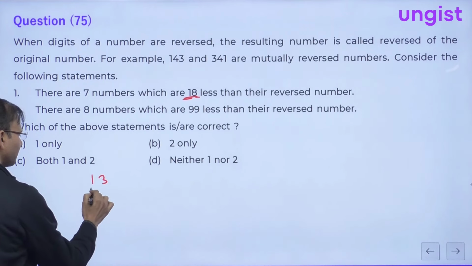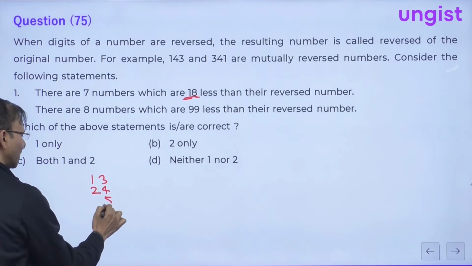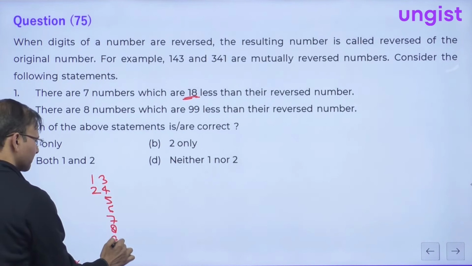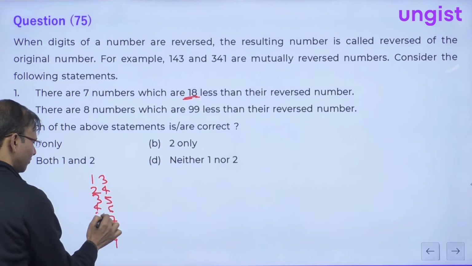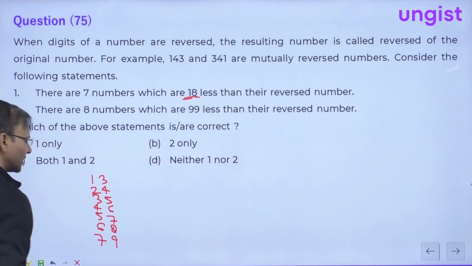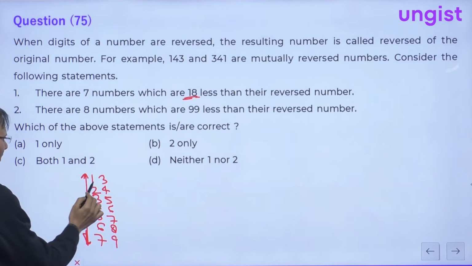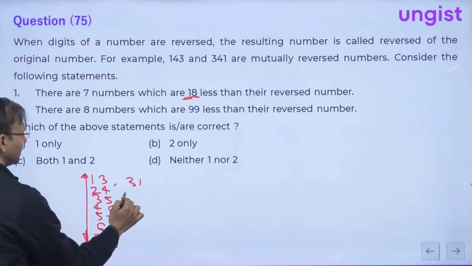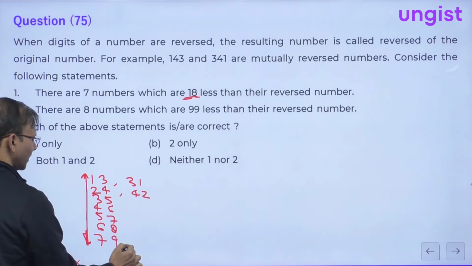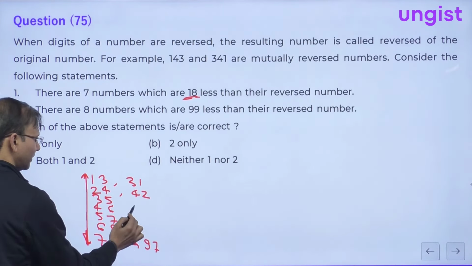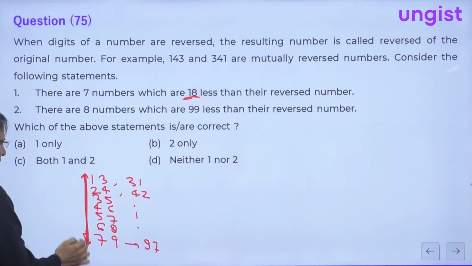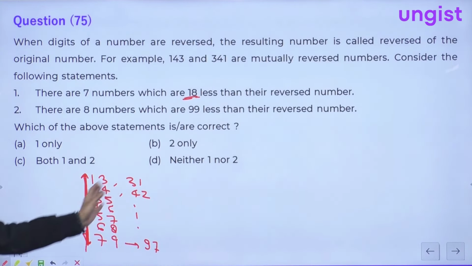So 1, 3, 4, 5, 6, 7, 8, 9. So 3, 4, 5, 6, 7. Correct, guys? So how many numbers? There are 7 numbers. So their reverse will be like 31, 42 and up to 97. Right? So these are the numbers which are 18 less than their reverse. So guys, the first statement is correct.